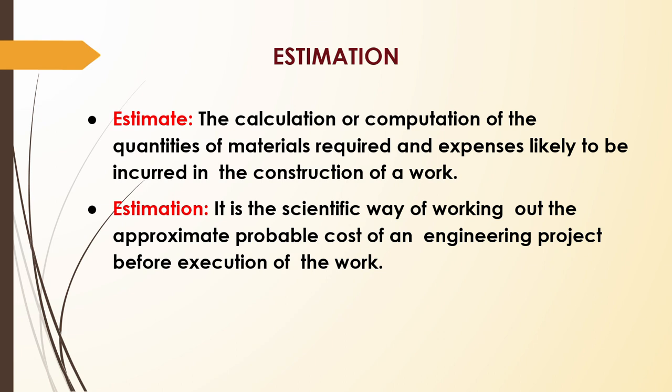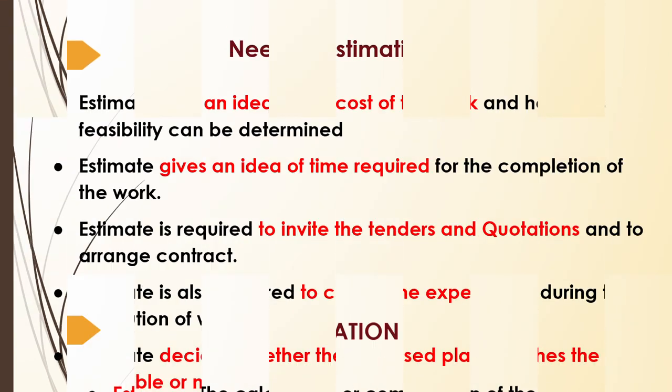Now, estimation is the scientific way of working out the approximate probable cost of an engineering project before the execution of the work. So before doing the work we have to know how much is the cost incurred. So for that we'll use estimates.